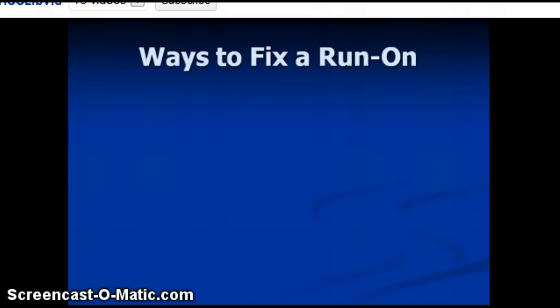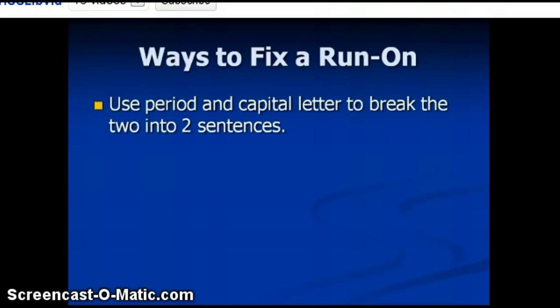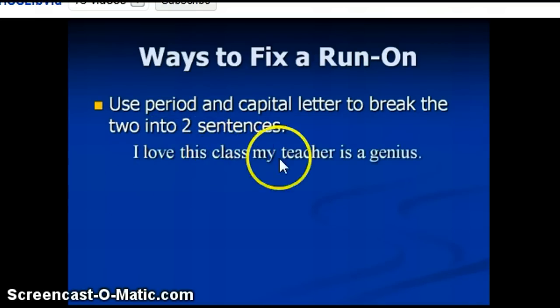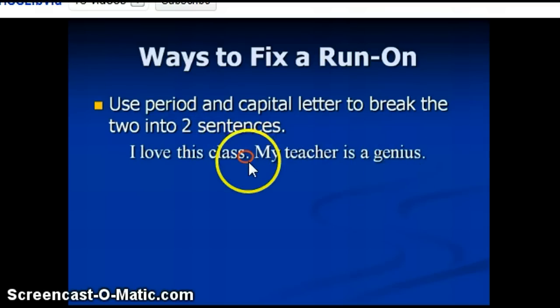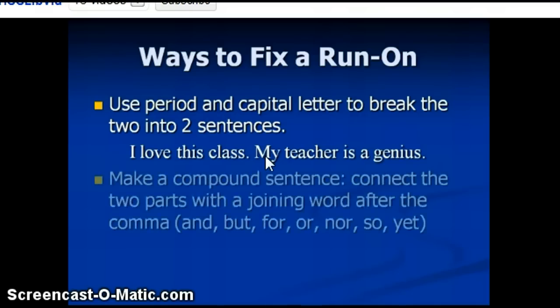So, I'm going to pause here for a moment and then look at ways to fix a run-on. There are a few different ways that we can do that. You can use a period and a capital letter to break the two into two sentences. Here's our original sentence. All we need to do is put a period there and make the M in my capitalized. That's a very simple, basic way to do it.